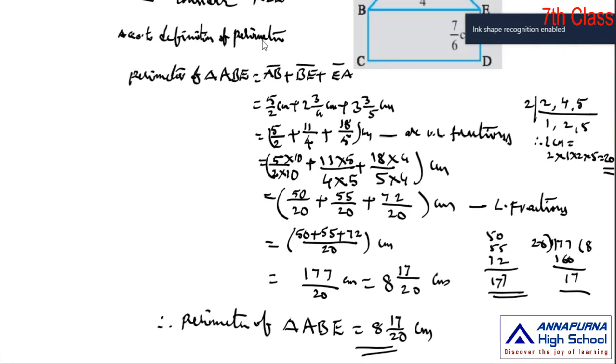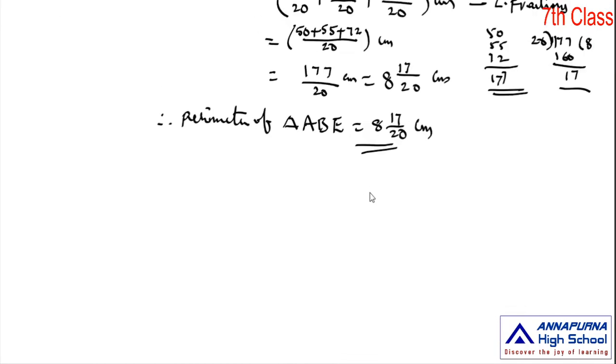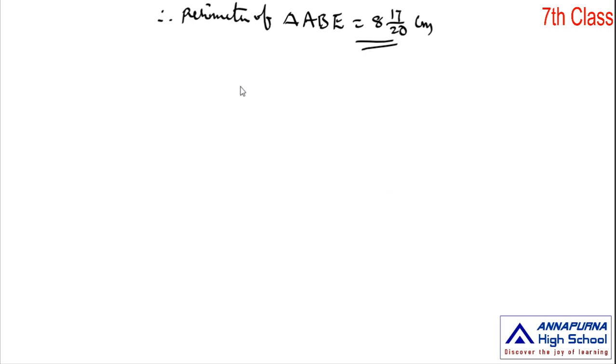Next one is, whose perimeter? The rectangle BCDE in this figure. That means find the perimeter of rectangle BCDE. Okay. Now, perimeter of rectangle BCDE is equal to, here also we can do according to the definition, the sum of the lengths of the sides of the figure, or we can do directly by using the formula.